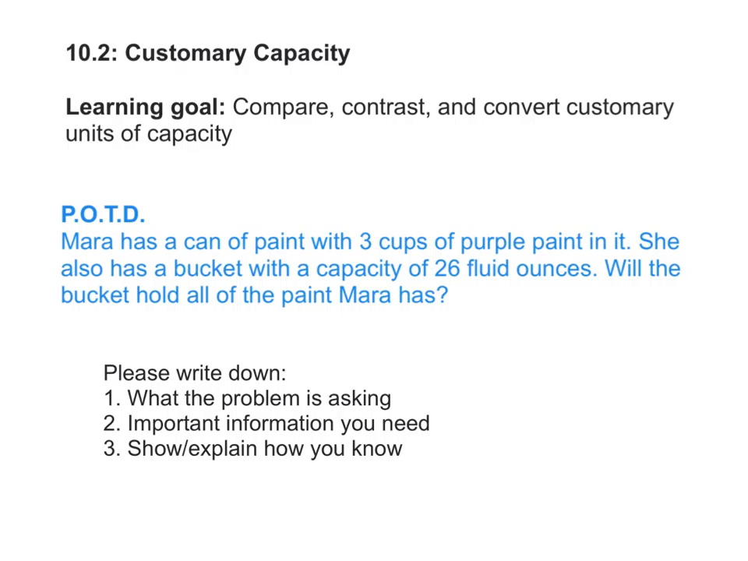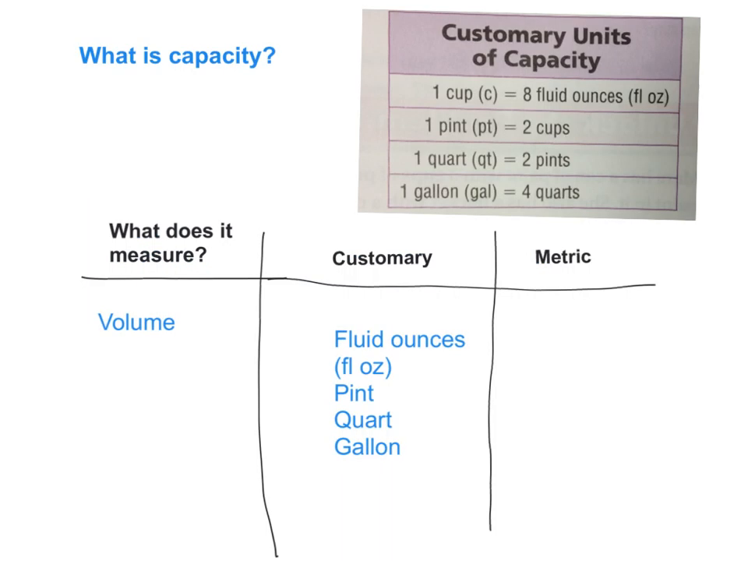So today we're talking about chapter 10.2, which is all about customary capacity. Okay, so we know that there's two systems of measurements. There's customary units and metric units. Which ones are we talking about today? Customary. Customary, yeah. And today your learning goal is to be able to compare, contrast, and convert customary units of capacity. Okay? And to start us off, let's talk about this.